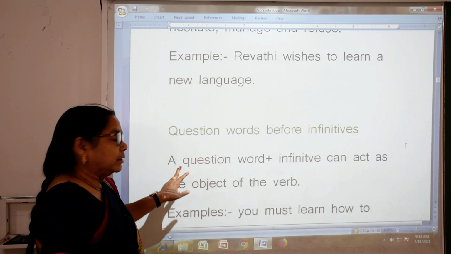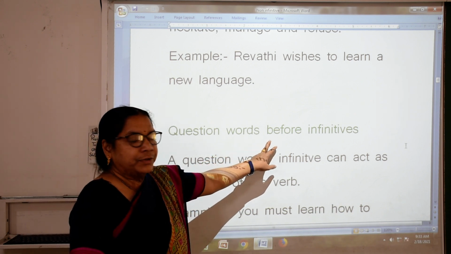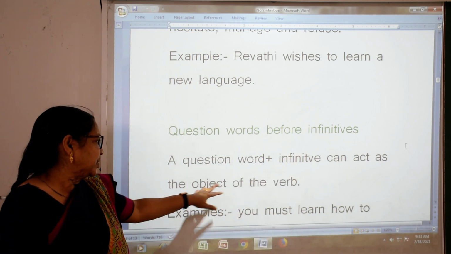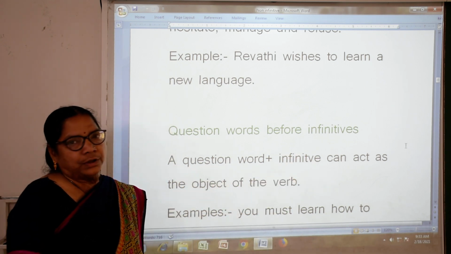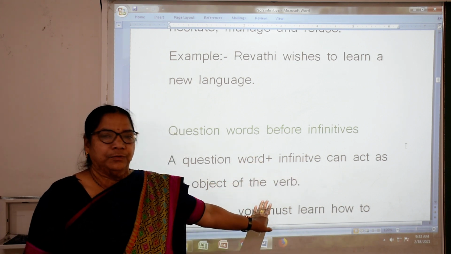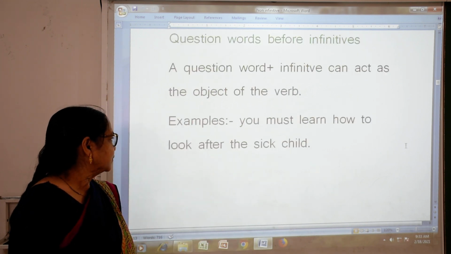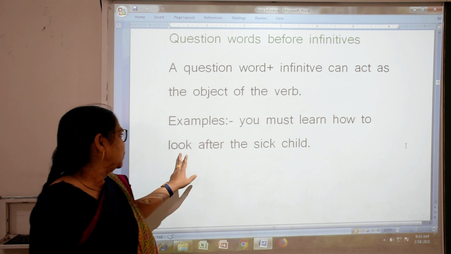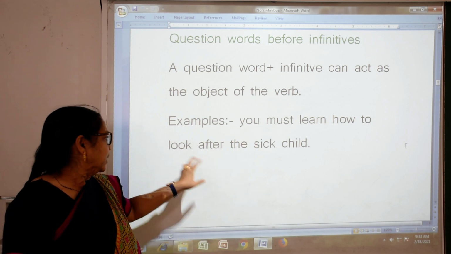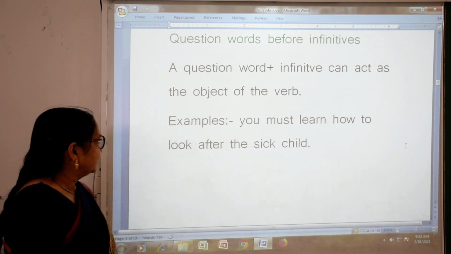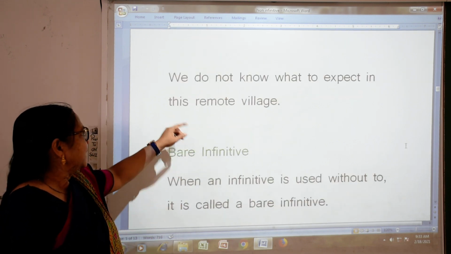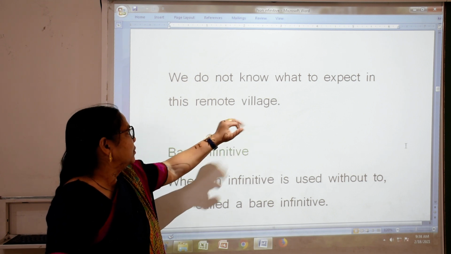Question word before infinitive. A question word plus infinitive can act as the object of the verb. Now, we will see an example. You must learn how to look after the sick child. Now, we do not know what to expect in this remote village.